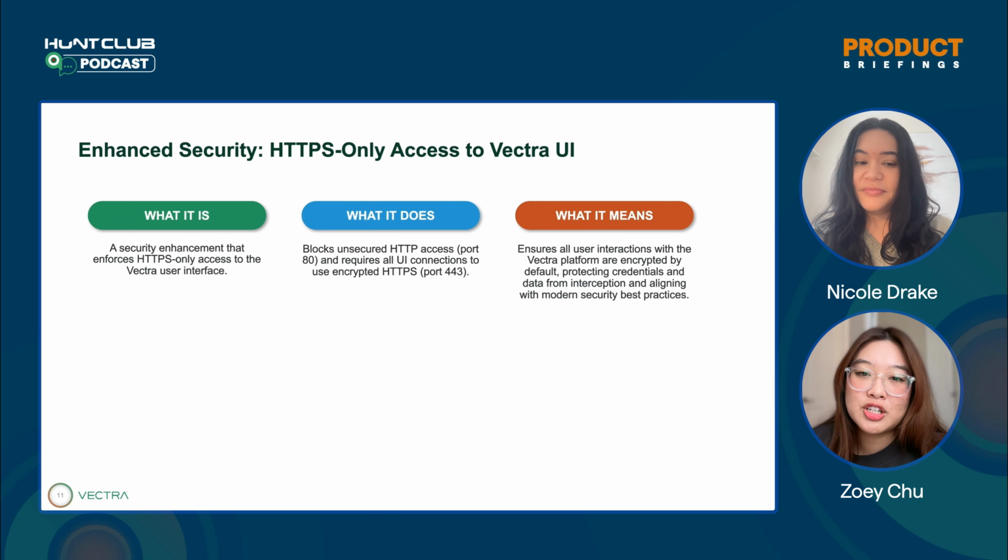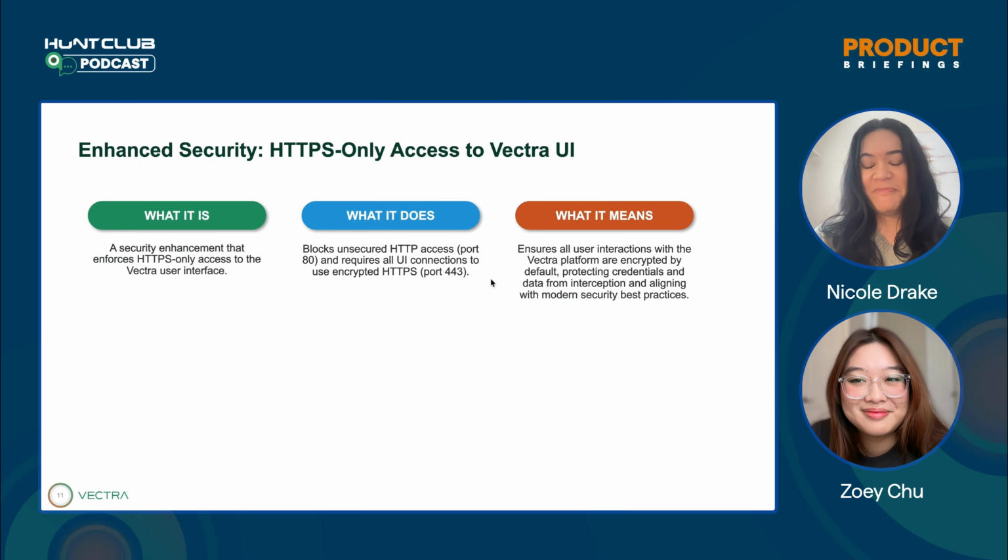This ensures all users' interactions within the platform are encrypted by default, so that protects credentials and data from potential interception in some way, shape, or form. This also aligns with modern security best practices. Once again, this is a back end, very administrative change, but it is meant to protect you as a customer or user of Vectra. So, pretty simple. Awesome.